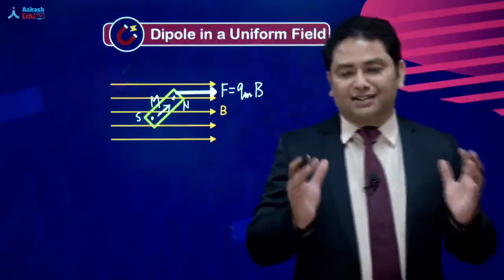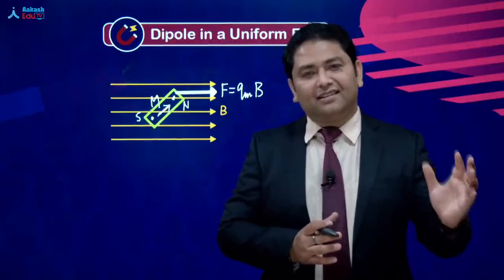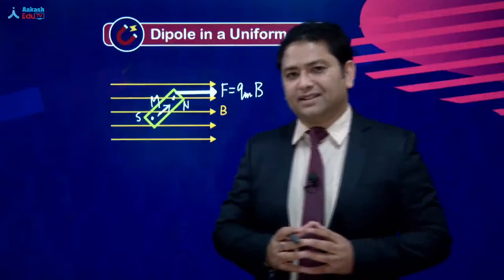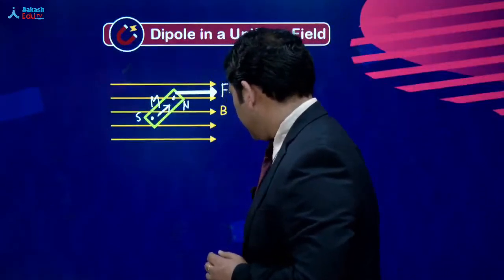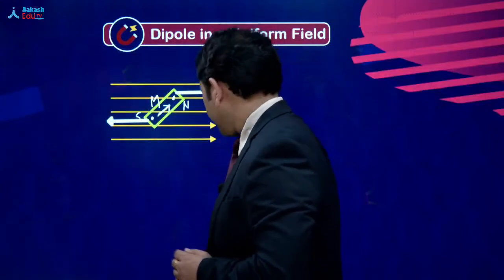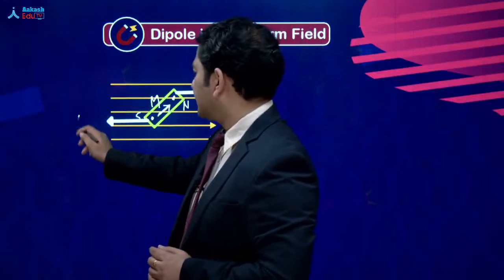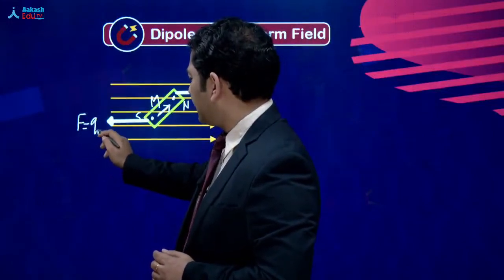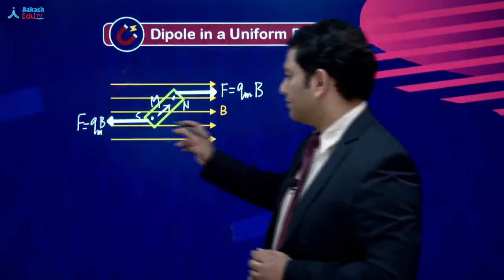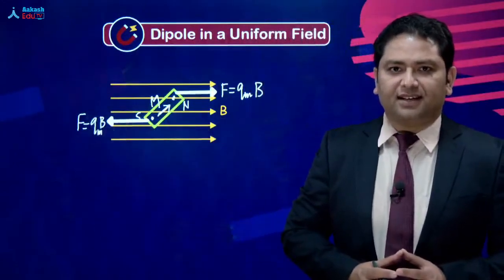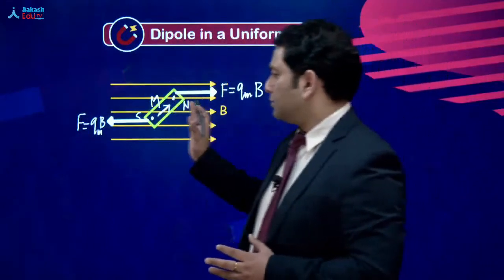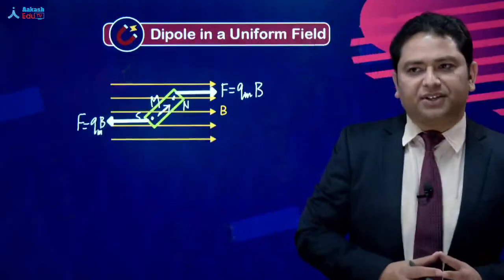At the beginning of the class itself I had said, see the comparison and the contrast, similarity or differences. Now I would like to go for the next part. The south pole will experience force in the opposite direction, and if we write the magnitude, there is no point to write the negative sign. The direction has already been shown in the opposite sign. So the north pole is experiencing force in this direction, the south pole is experiencing force in this direction.